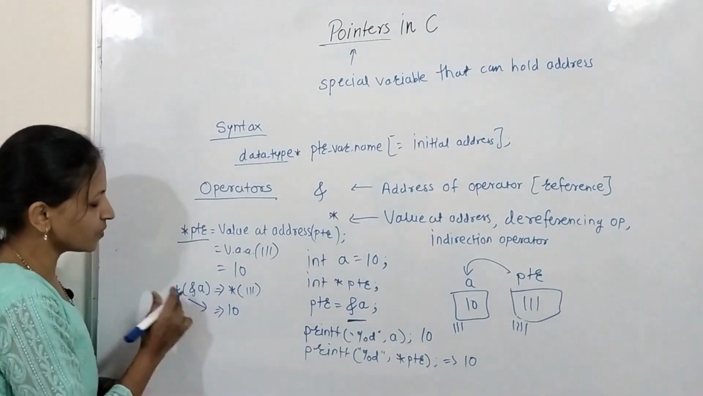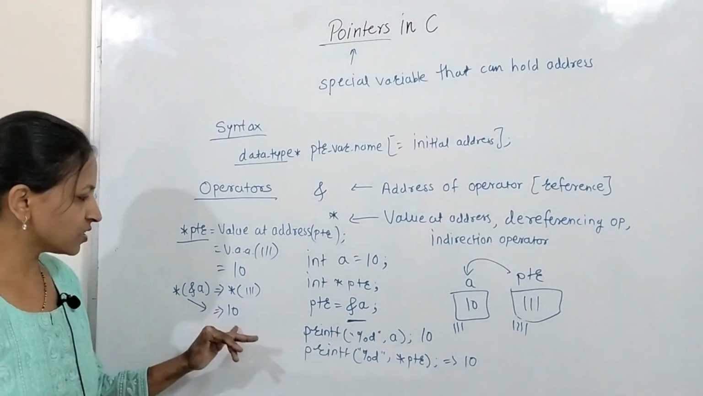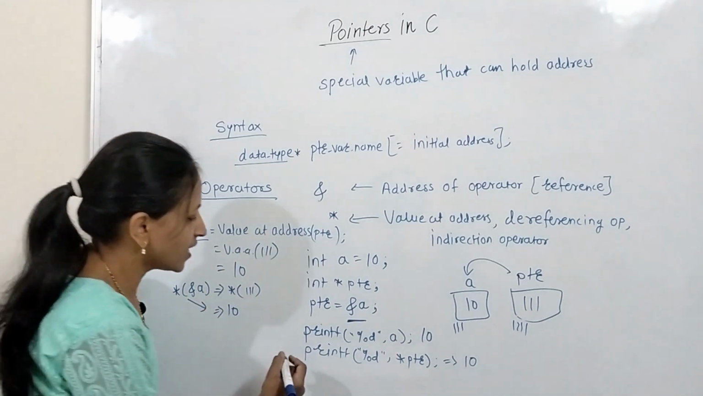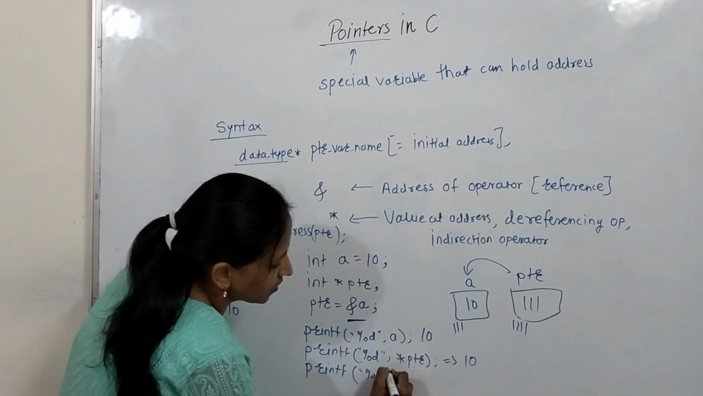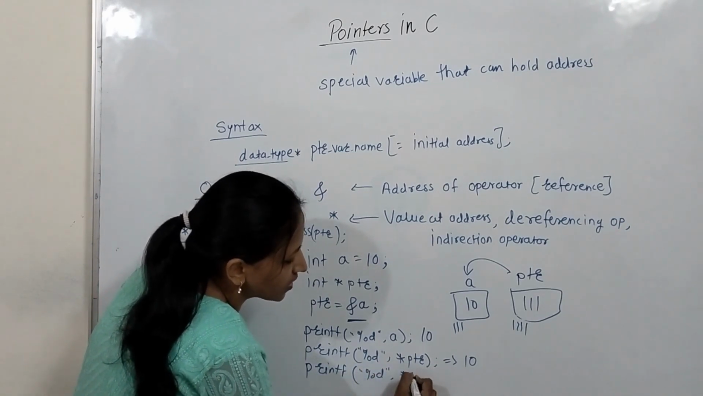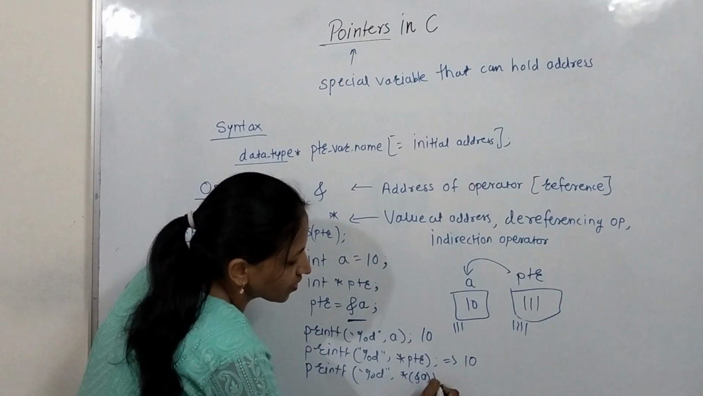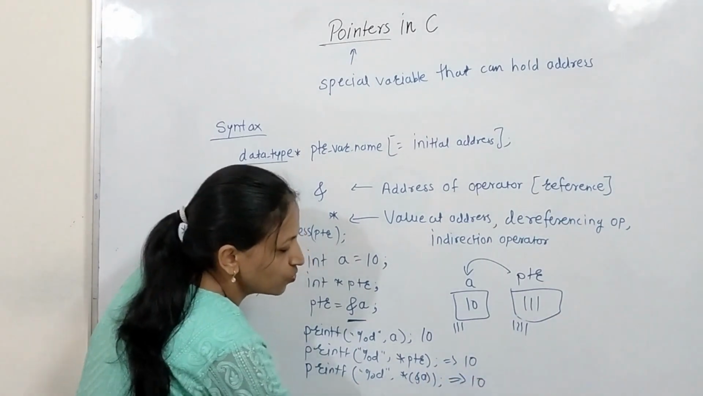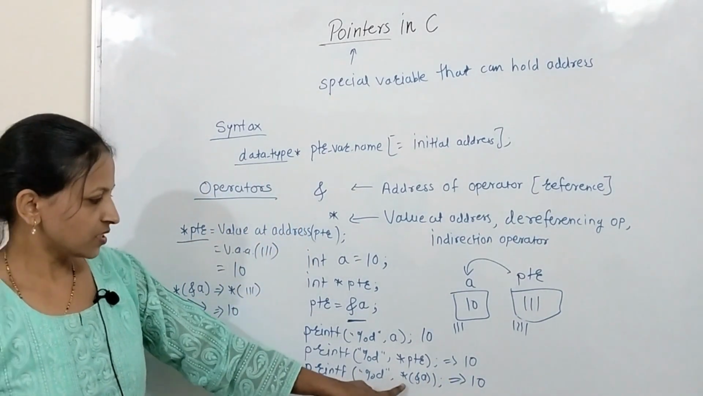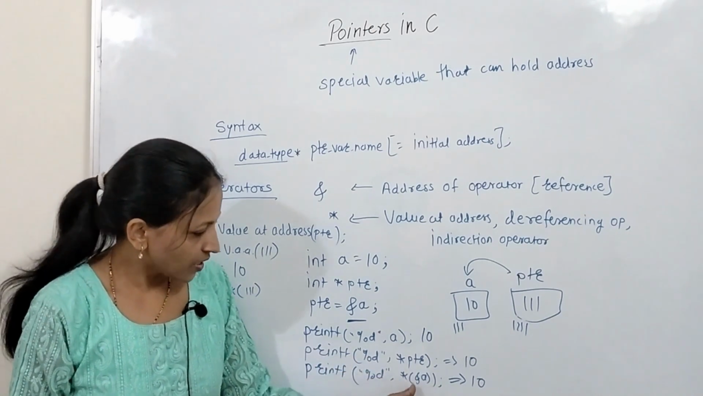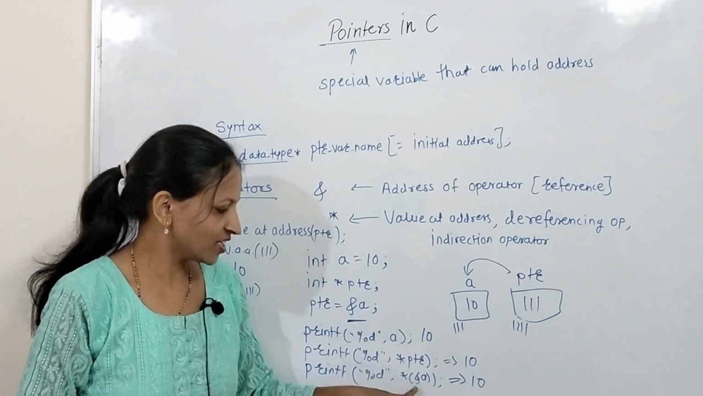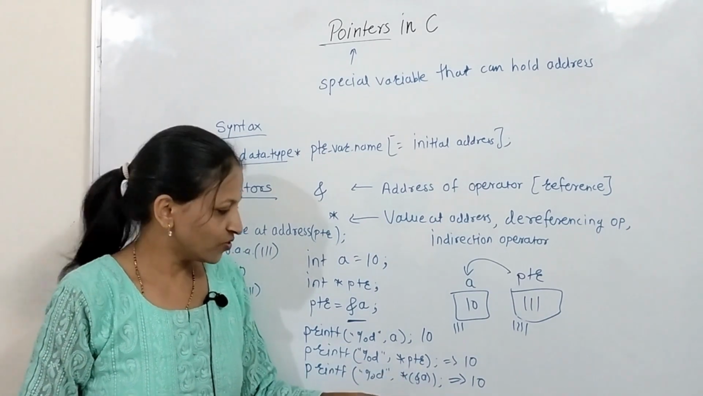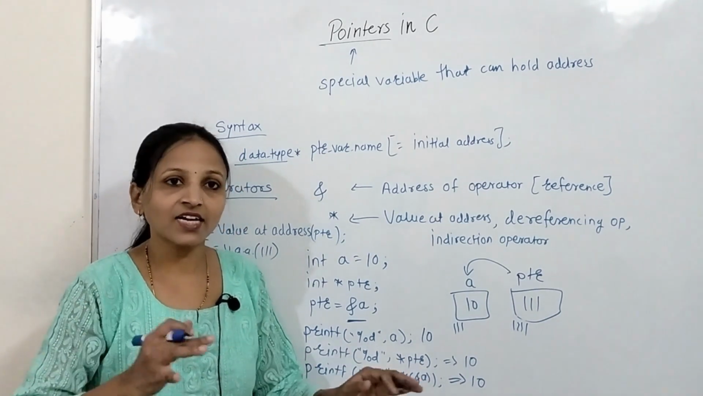So by this statement also I can get the same value 10 indirectly, like printf, again percent d, comma star and here address of a. Then again you will get the value 10. See, star address of a means what? Ptr is actually holding the address of a, that's why with star address of a you will get the value of a in that case also.